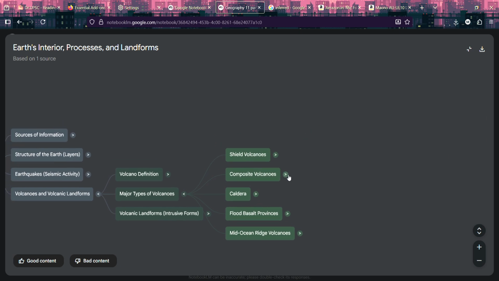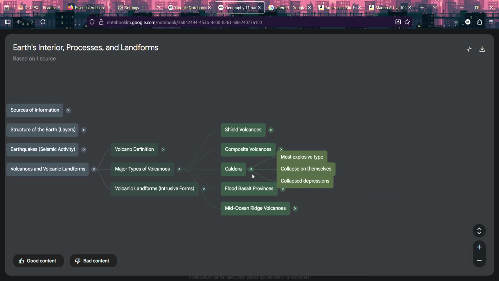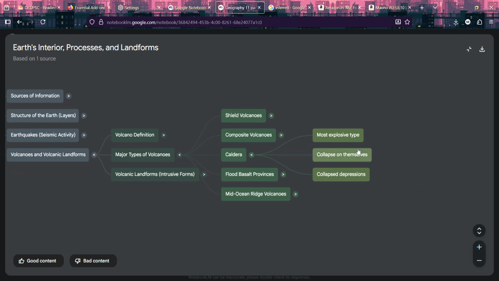So the next one is composite volcanoes. It has cooler, more viscous lava, much thicker lava. Explosive eruption, accumulation of lava, pyroclastic material, and ashes. Now the next one is the caldera, the most explosive type. They collapse on themselves, forming depressions.